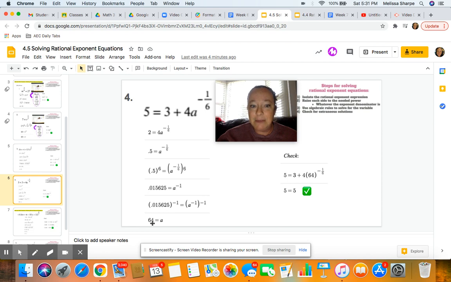So I did that, typed it in Desmos, and it turned out to be a nice, pretty 64. So a is 64. You plug it back in, and sure enough, 5 equals 5. So you're good to go.